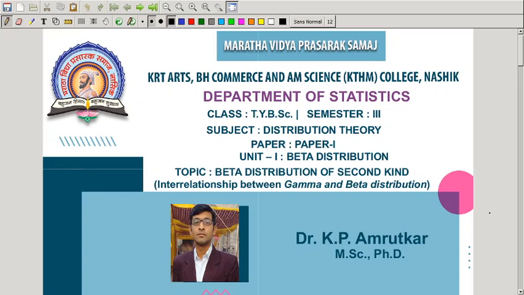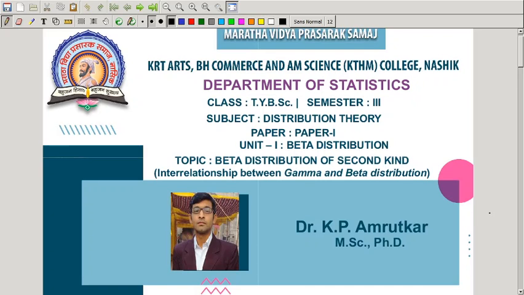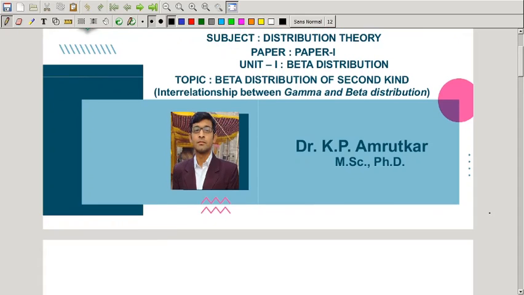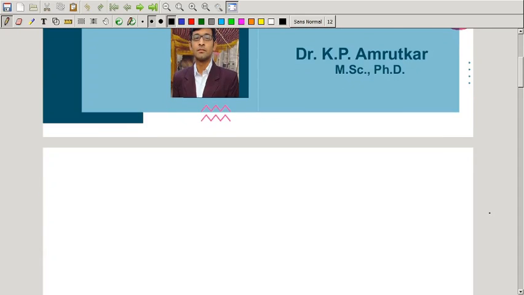In today's lecture, we will see the interrelationship between gamma distribution and beta distribution. So friends, this relationship we will see through an example.